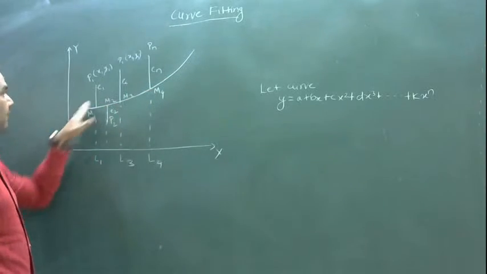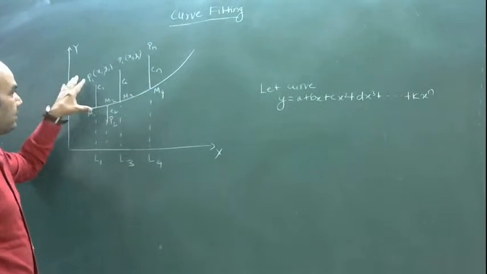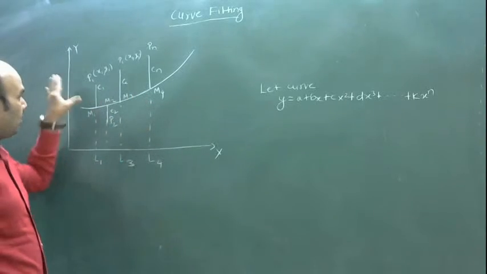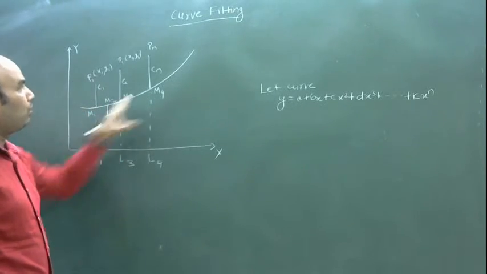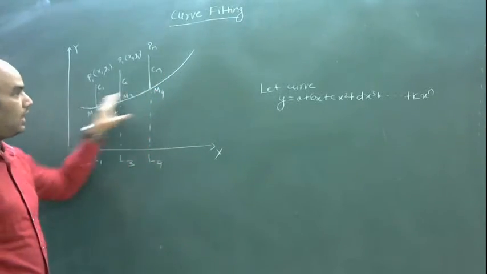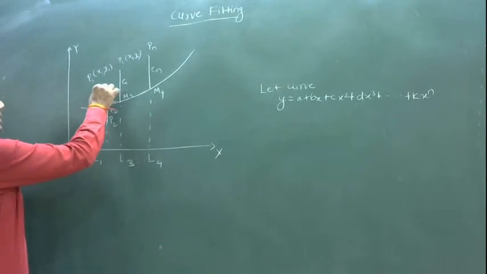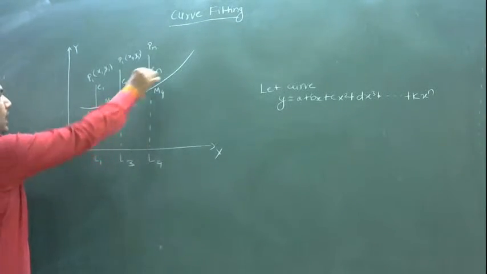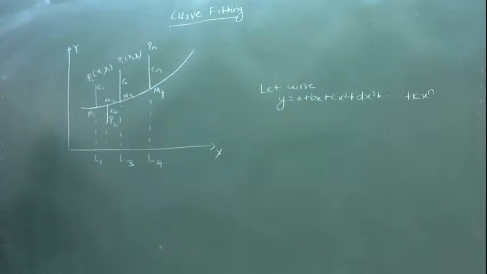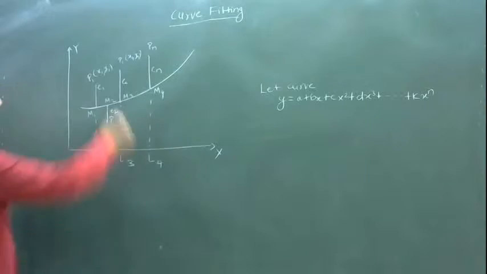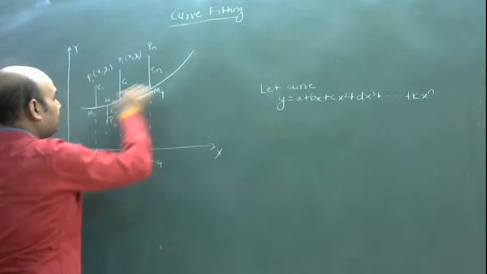So we have to find a general equation which is best suitable for the curve. So we can fit a best curve. These are errors E1, E2, up to Ei and En. So we have to minimize these errors, so these points must lie on this curve.